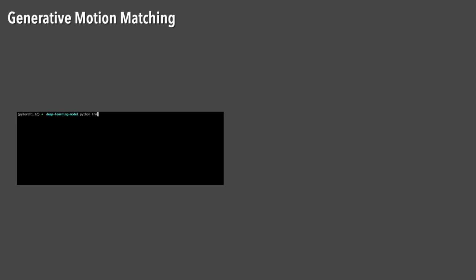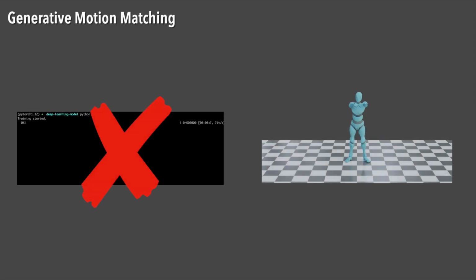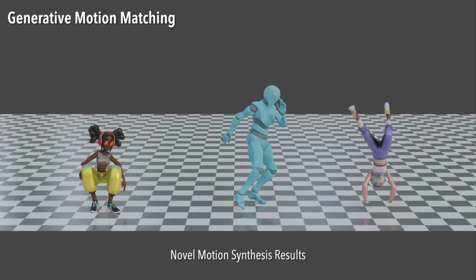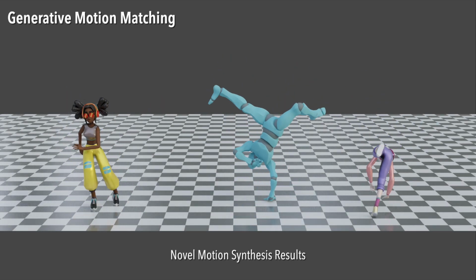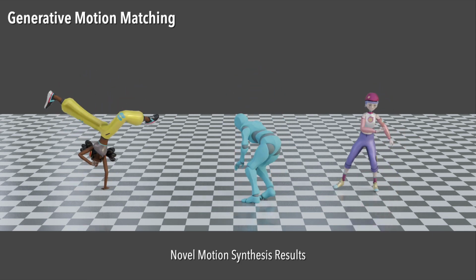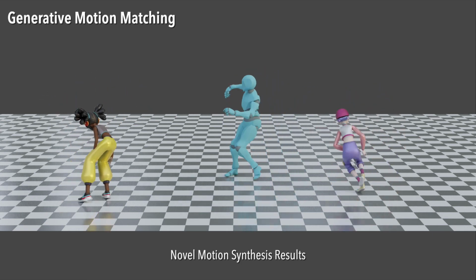In this work, we present generative motion matching, a generative framework that inherits the training-free nature and the superior quality of motion matching, while enabling a variety of motion synthesis tasks offered by deep learning-based methods using just a few example sequences.